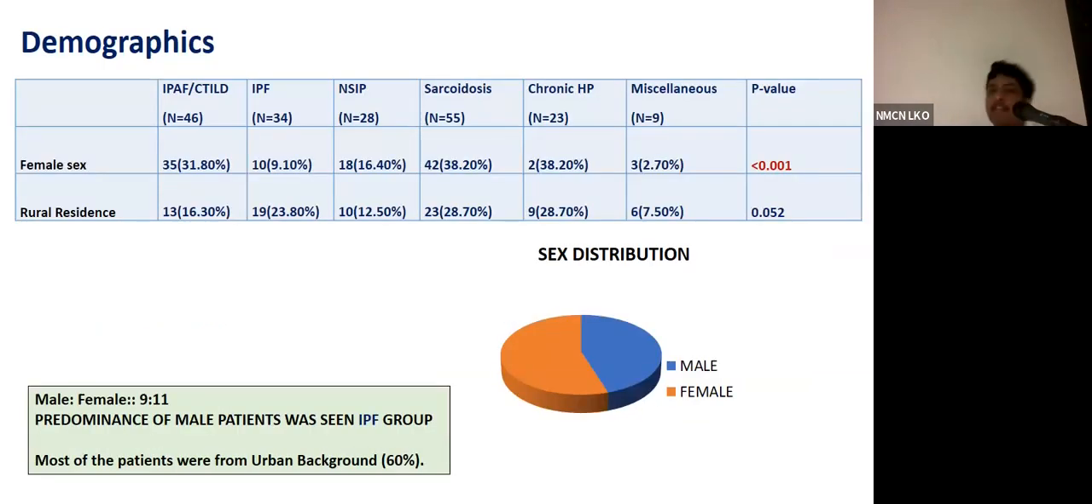Now, assessment of demographic parameters. In our study, we found that the male to female ratio is 9:11. That is, female patients were more in our study. But predominance of male patients was found in the IPF group. And most of the patients attended were from an urban background, 60% of the patients.